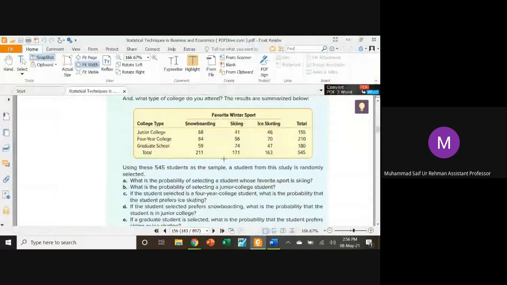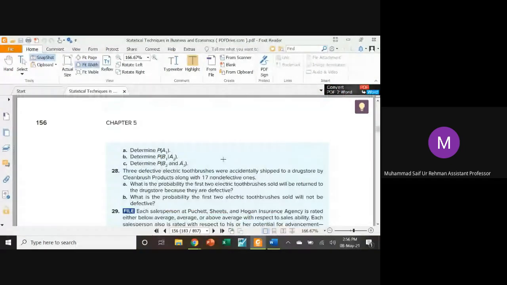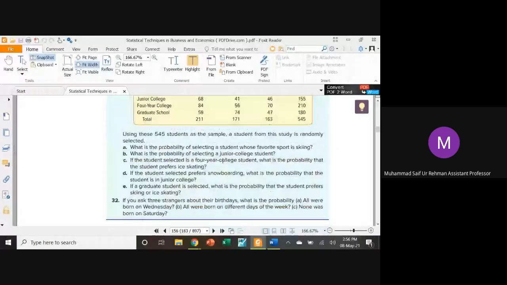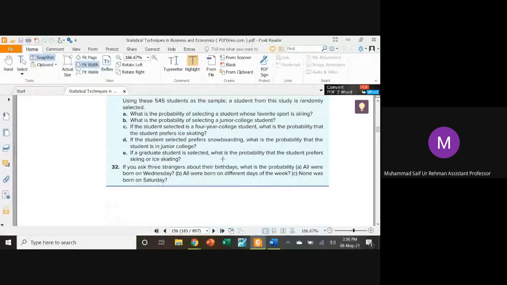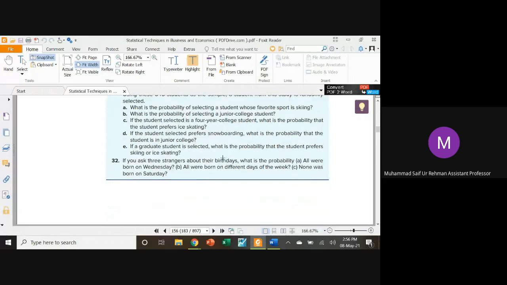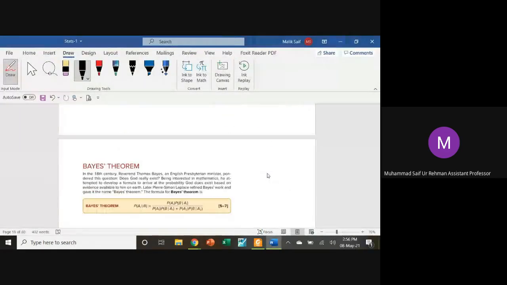Now you may solve the other questions that are there in this exercise, and if you feel any problem in solving these questions, this is your activity that you have to do today or tomorrow. And if you feel any problem, you may ask in the next class. Then there comes Bayes theorem that we have to cover.